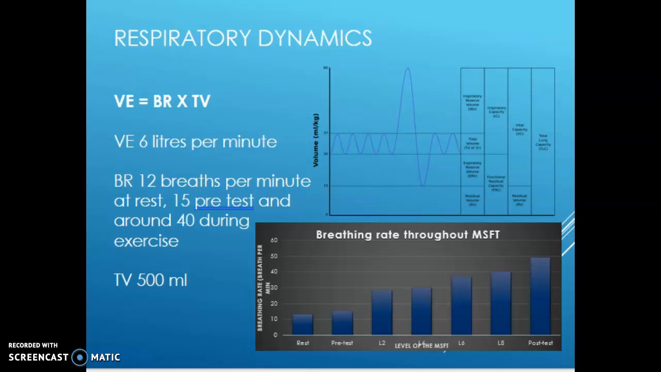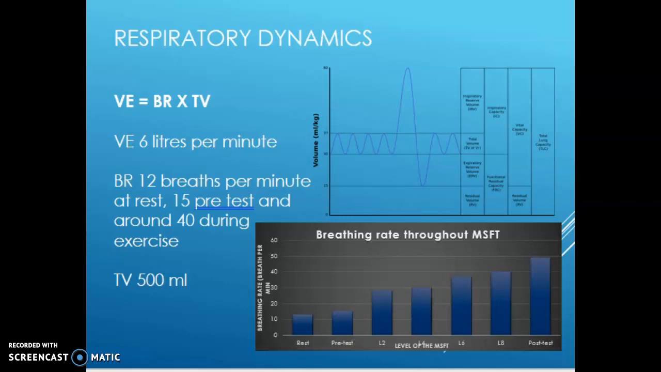Respiratory dynamics. The ventilation is the volume of air breathed in per minute and can be calculated by multiplying breath rate and tidal volume. This means ventilation is directly proportional to these, and therefore if one increases, so will the ventilation. This can be seen as if more breaths are taken in a minute, clearly a higher volume of air will be inhaled as long as the tidal volume stays the same. Values at rest for this are usually 6 litres for ventilation, 12 breaths for breath rate, and 500 millilitres for tidal volume, as can be seen in the PowerPoint.